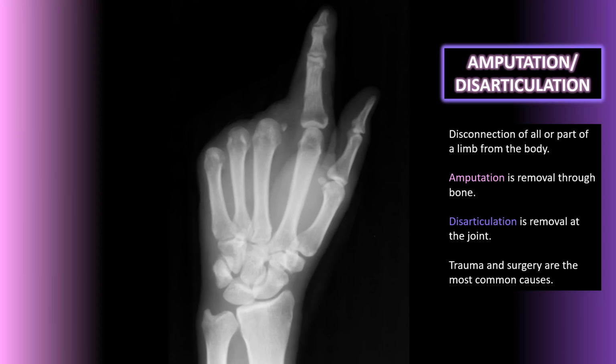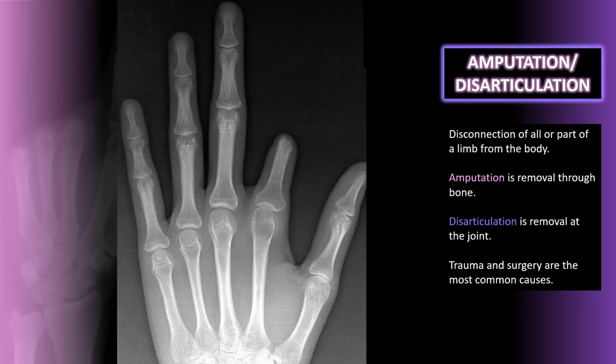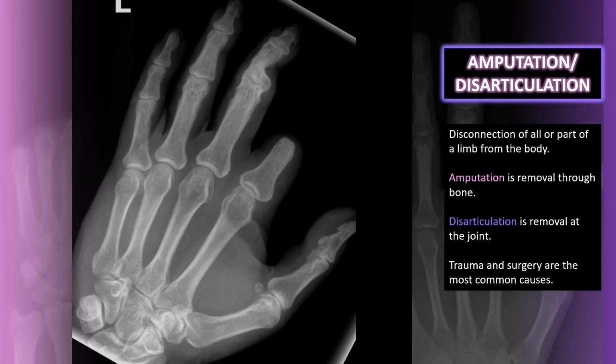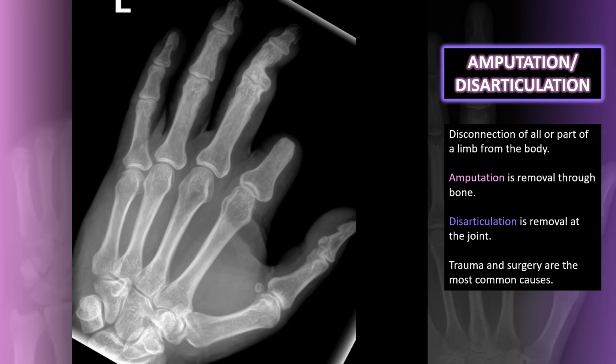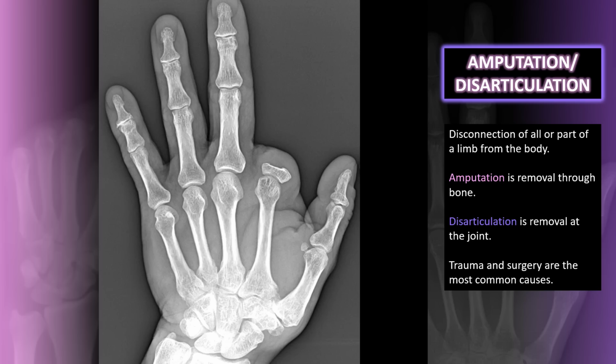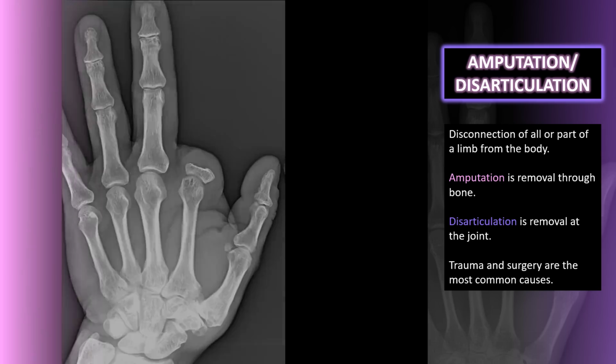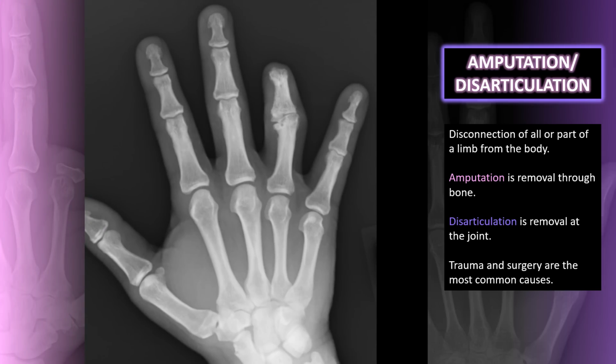Let's look at a few radiographic examples of amputation. Amputation refers to disconnection of all or part of a limb from the body. The term amputation is removal through the bone, versus a disarticulation, which is removal through the joint. Trauma and surgery are the most common causes.